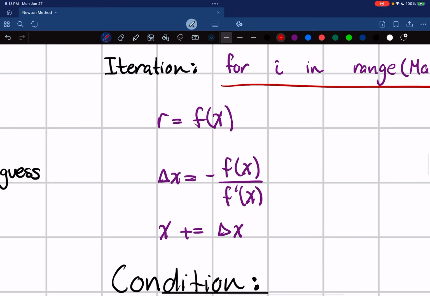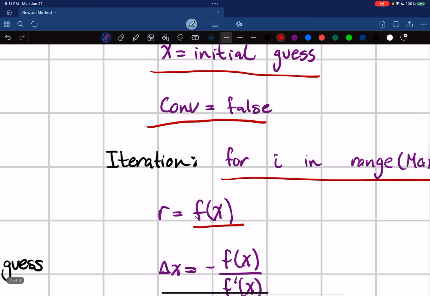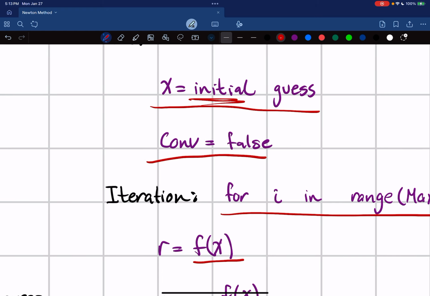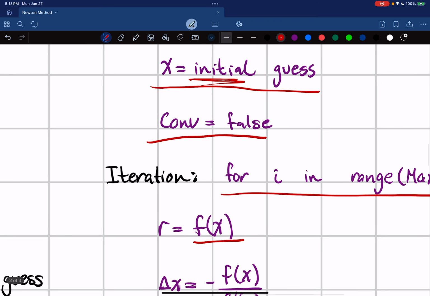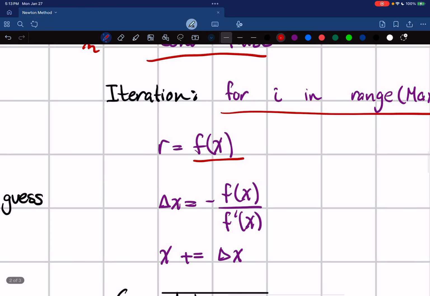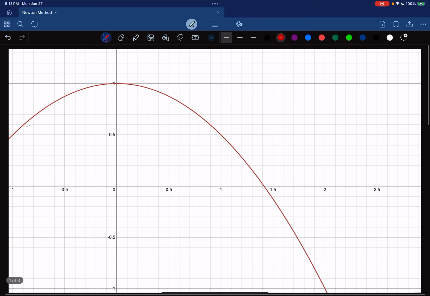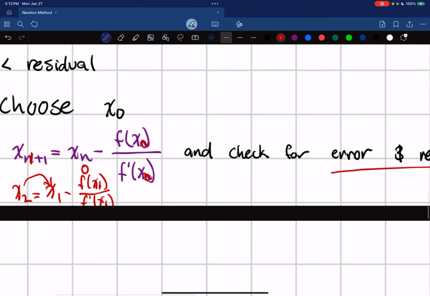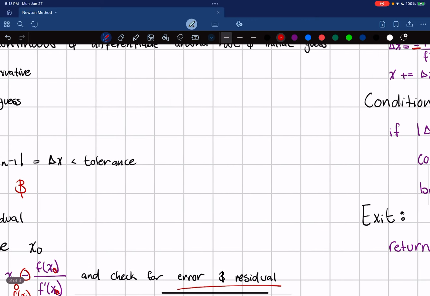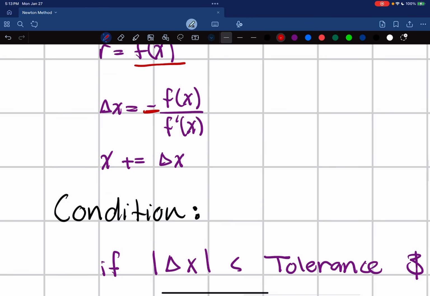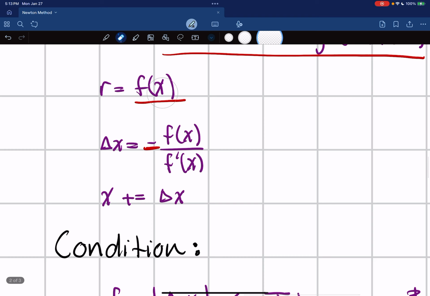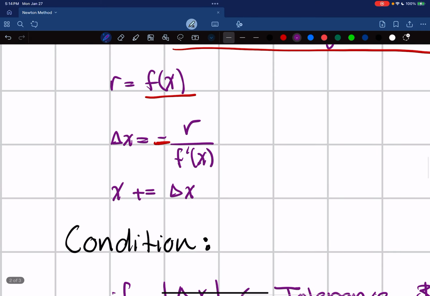Your r is simply the function at the current guess. So when you first start, it's the initial guess, but eventually that x variable will change to x1, x2, and so on. You calculate the change. The reason we make this negative is, again, I removed the equation. It's right here. It's due to this negative, right? So simply we put negative f of x, or in other words, since we made f of x into r, we can make this simply r, divided by the derivative.